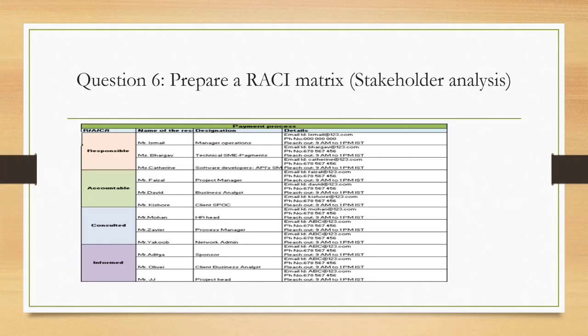Next, whom we need to consult if we have any issues. In a few cases, we will consult the SMEs if we have any doubts. And whom we need to inform: the client people, the project head, and whoever is the sponsor for this project. So in this way we categorize each and every stakeholder, dividing the stakeholders according to the RACI matrix.